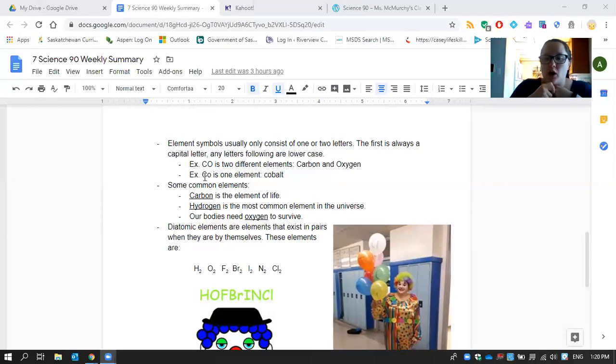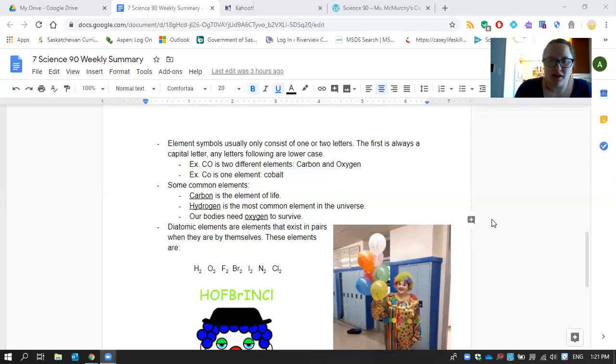Next one is oxygen. Our bodies need oxygen to survive. Plants give off oxygen in their photosynthesis process. And it's actually the most common element on Earth. So make sure there's two different distinctions there. Oxygen is the most common element on Earth, where hydrogen is the most common element in the universe. Okay, so important distinction.